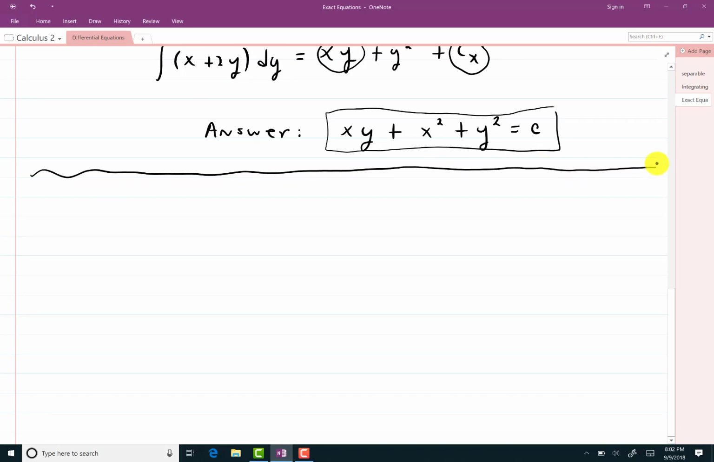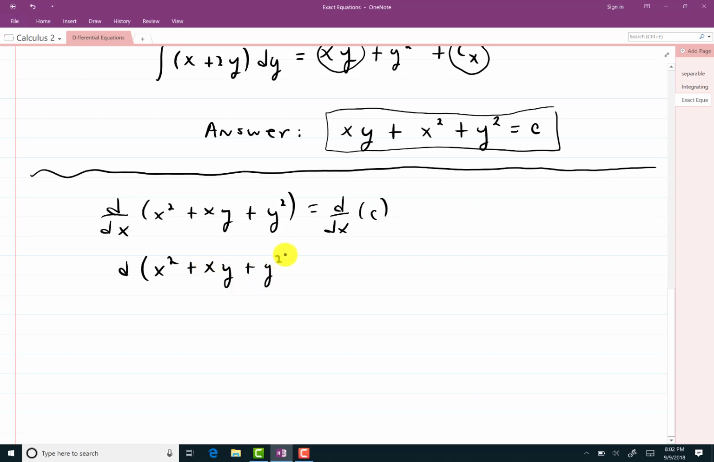If you've had Calculus 3, this will be review. If you've had Calculus 2 and not Calculus 3, you probably have not seen this before, dealing with multiple variables. But let me just show you for a minute. When I did d over dx of x squared plus xy plus y squared equals d over dx of the constant, I could have multiplied through by dx first. Now, it really doesn't matter.